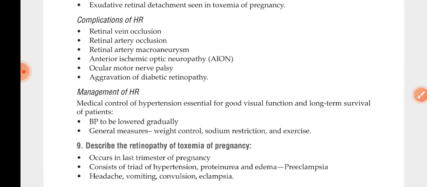Next, management of hypertensive retinopathy. Medical control of hypertension is essential for good visual function and long-term survival of the patient. BP to be lowered gradually. General measures like weight control, sodium salt restriction, and exercise. This is the end of hypertensive retinopathy.